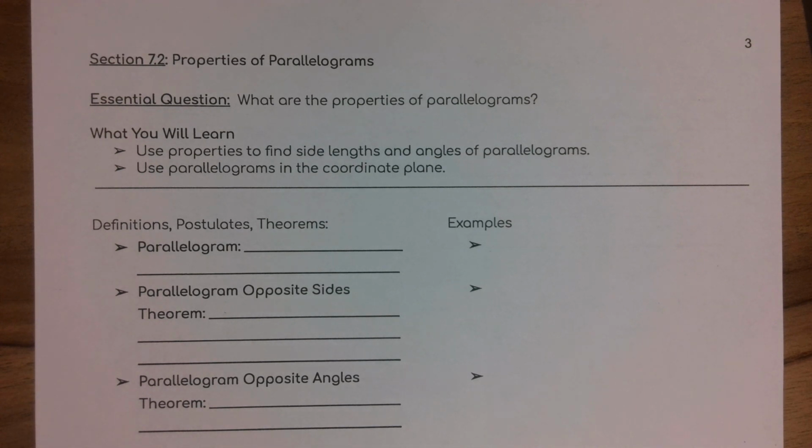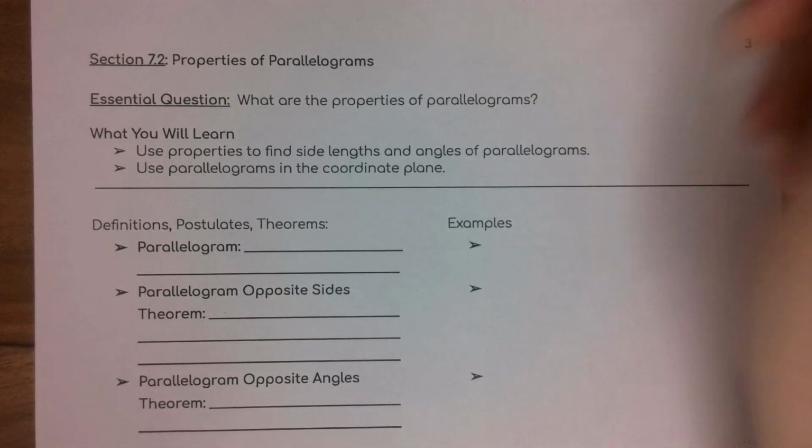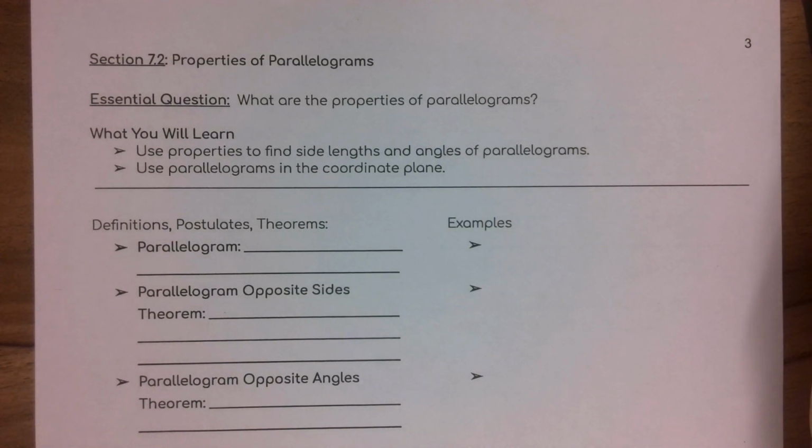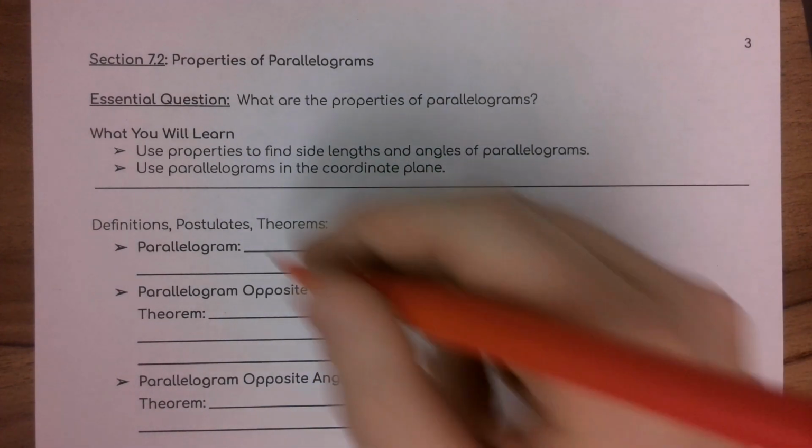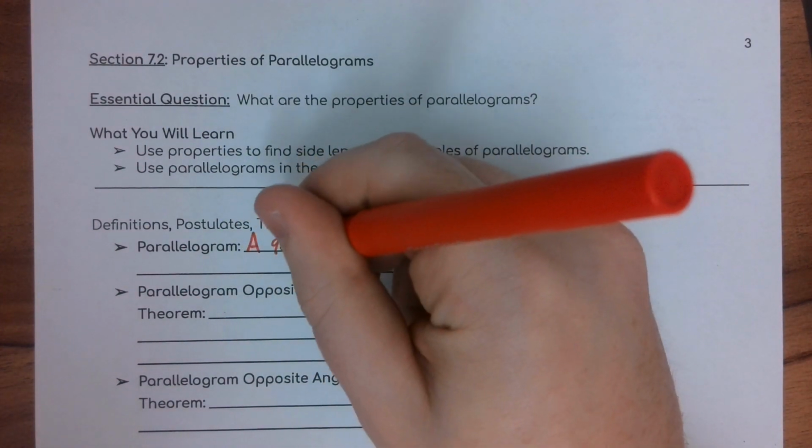Today we're taking a look at section 7.2, properties of parallelograms. Now, that's a shape that we probably haven't heard from in a very long time, since around elementary school. So here's a quick refresher. A parallelogram is defined as a quadrilateral, so it has four sides.